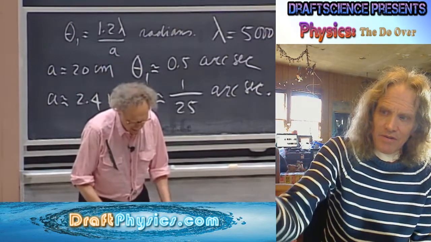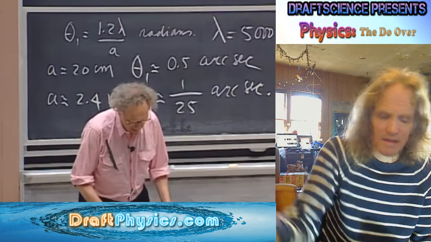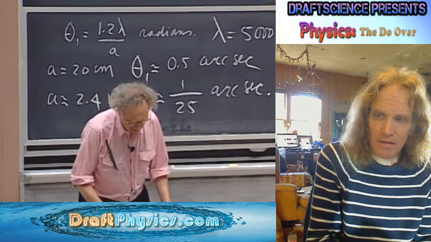So for some reason he said he is ignoring the 1.2 thing, which is kind of funny, because apparently it's a little less than that because of the 1.2 thing that he is ignoring.